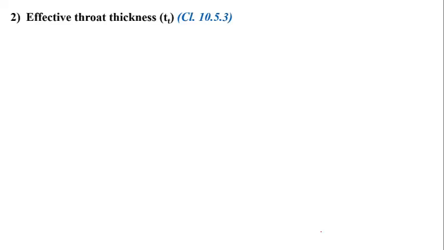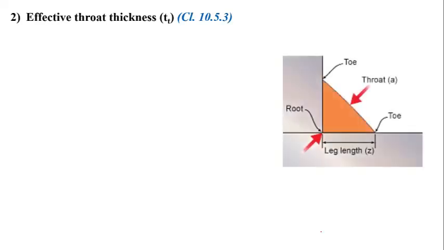So if you refer to clause 10.5.3, it gives the details of throat thickness. So what is this throat thickness? As I said earlier, throat thickness is a thickness which is measured from the corner of the joint to the center of the triangle. This distance is called the throat thickness. We have seen the throat thickness earlier as well.